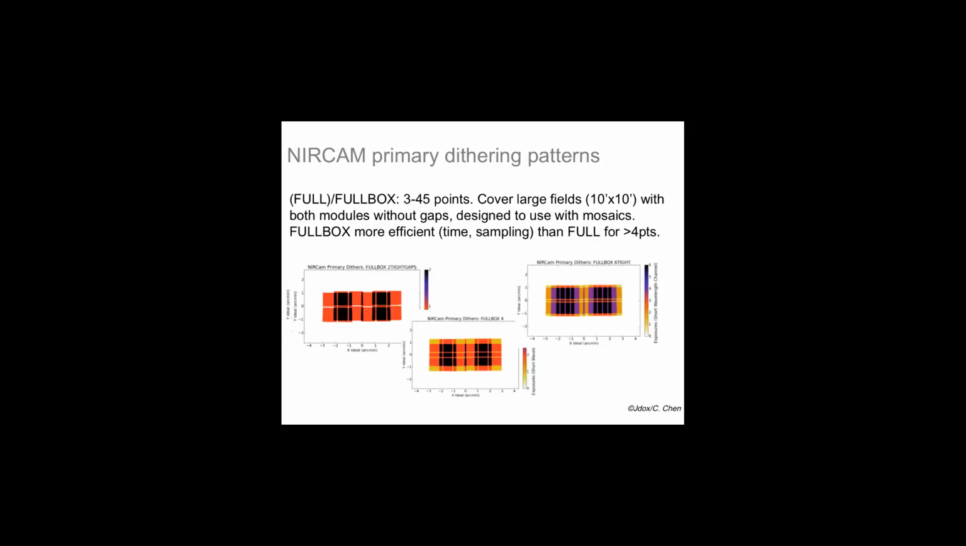They have been designed to fill in the gap between the two modules, but also to cover a very large field of view and to be used in conjunction with the mosaic. Here in the image, I show 3 examples using different numbers of points: 2 points, 4 points, and 6 points. As you see, the darker the color, the deeper the exposure in this region. So depending on your choice of pattern, the field of view might be non-uniformly covered by the observations.